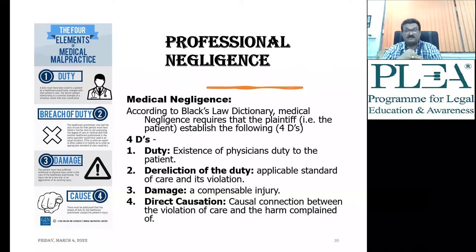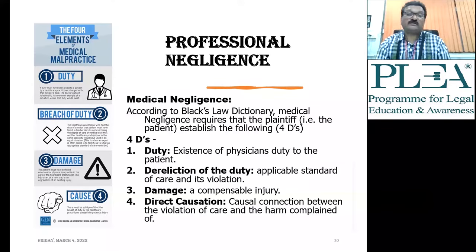And say, after 1 month, that same patient is complaining that he has pain in the abdomen on, say, the left side of the abdomen with some other cause. And then he will go and complain that because of that operation of the appendix, it has resulted in this damage. So that cannot be a base to sustain medical negligence based on direct causation. So if these 4 Ds are proved by the complainant, then undoubtedly that medical doctor can be booked under IPC 304A.